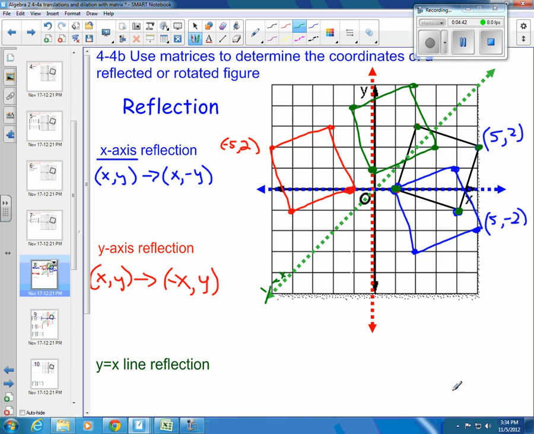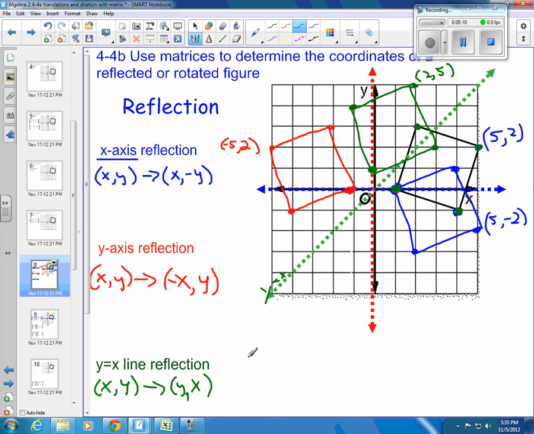And that's my reflection across the y equals x line. So my point 5, 2, let's go to that one. It is now the point 2, 5. So what in fact happened is since it's y equals x, we're just flipping the x and the y. So the x, y would give or yield a y, x point.